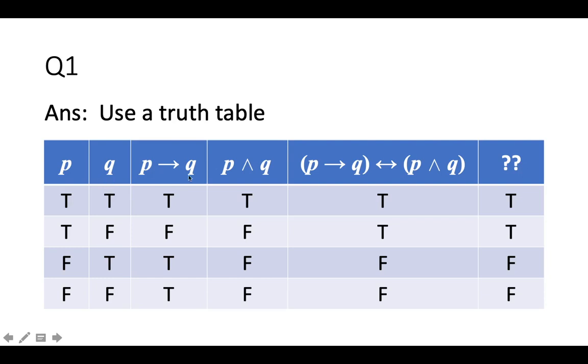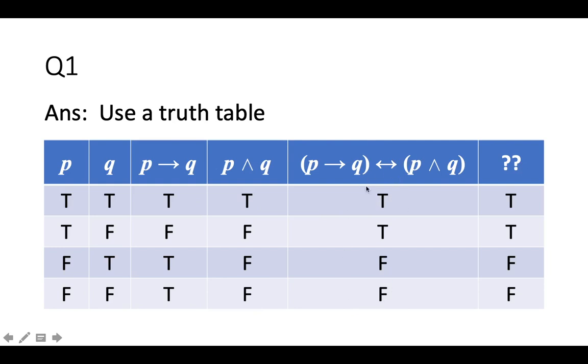Then we try to evaluate the truth value of this under different conditions of P and Q. Let's write down PQ to be true true, true false, false true, and false false. There are only 4 cases that we need to consider. P implies Q would then be true, false, true, true in these corresponding cases, and P and Q will be true, false, false, false. Once we have these, the if and only if is true when both sides agree, so we have true, true, false, false.